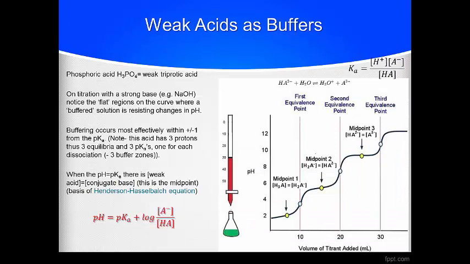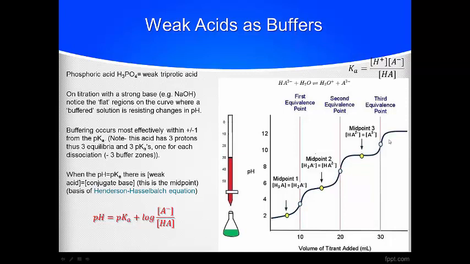So remember, we've talked about buffers in the past, and you actually did the experiment with this phosphoric acid, our triprotic acid, back in Chemistry for Living Systems. So again, we titrated it with a strong base, sodium hydroxide, and we checked the pH after we added certain amounts of the sodium hydroxide. So generally in the lab we got probably to about here, our second equivalence point, and we didn't really see the third one because we didn't do it for long enough. So you can see what we've got here on the titration curve.